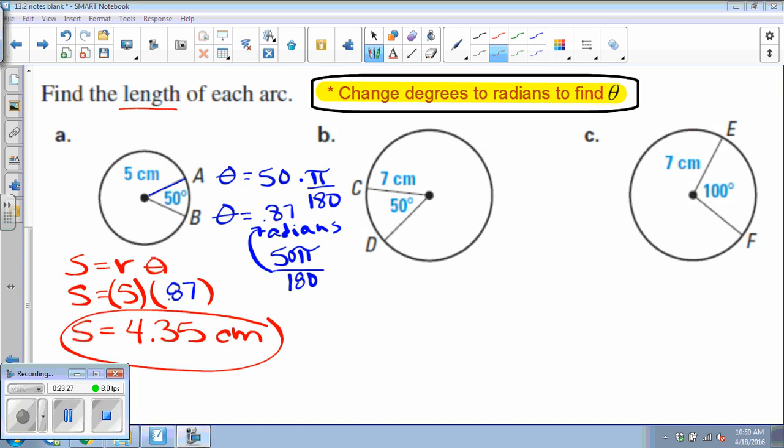Okay, what'd y'all get for B? 6.09 centimeters, right? Everybody got that? And C? 12.25. Okay, let's look at B.